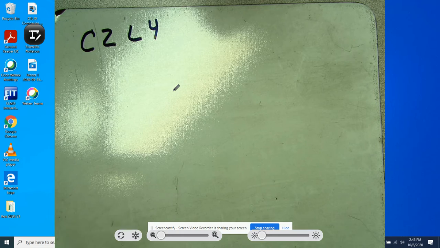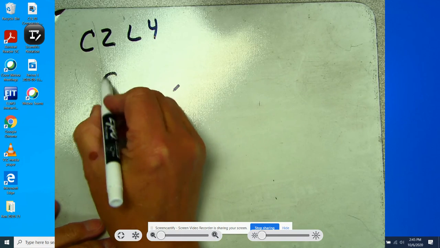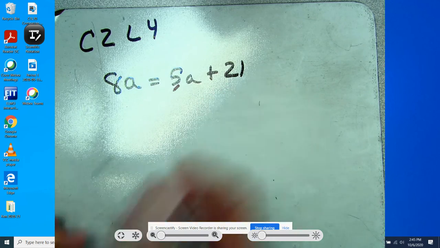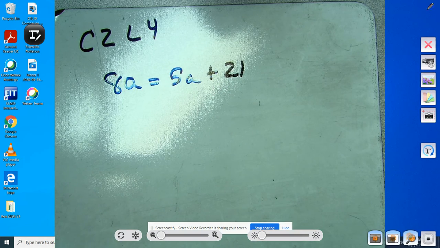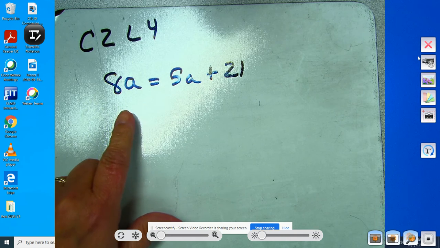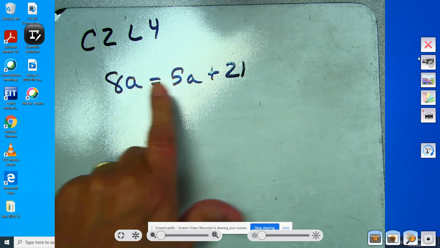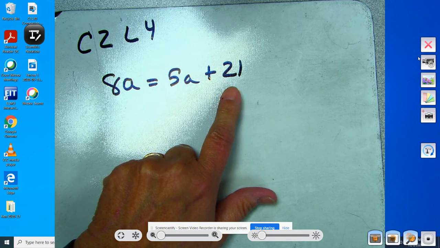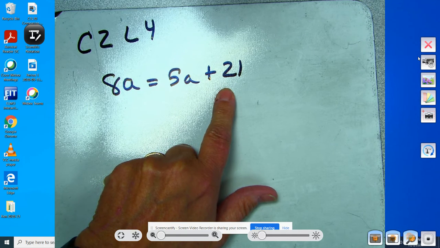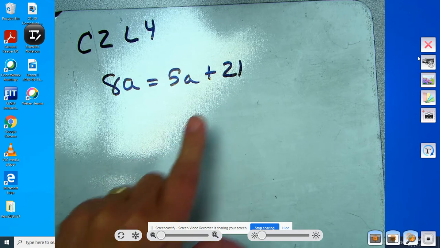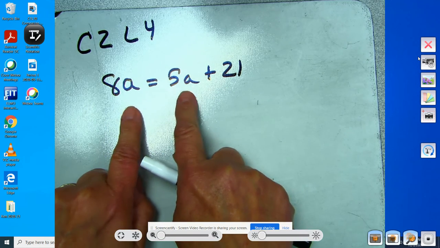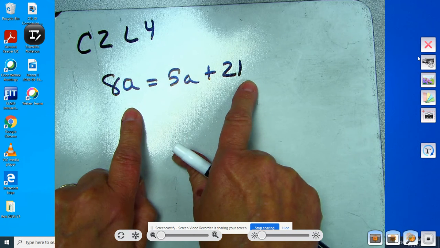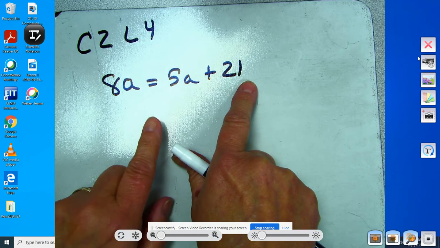So remember the terms. In this equation right here, we have 8a, that's a variable term. We have 5a, that's a variable term, and 21 is a constant. A constant is a term that does not have a letter attached. So we can see we have two variables. We need to get these two together, so we need to get this by himself. We need variables on one side and constants on the other.